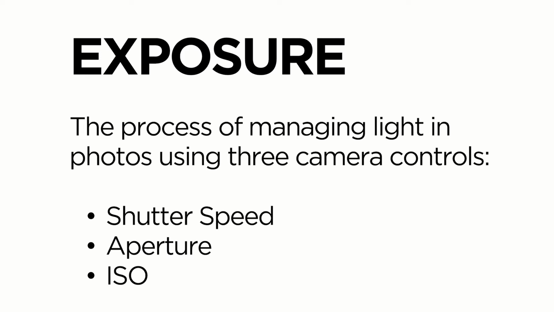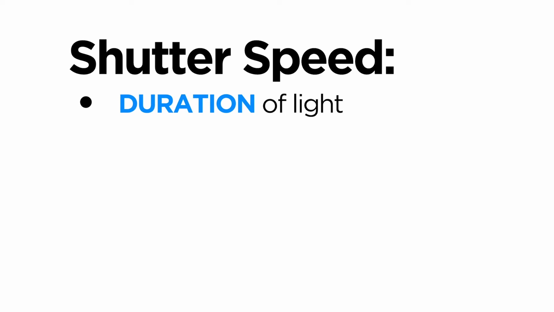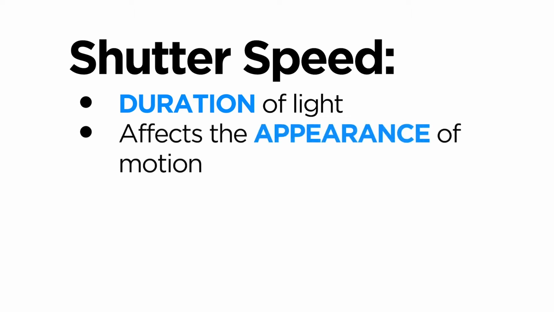As they're doing that, each one also affects another property in your photo. So that's also important to be aware of. So we'll start with shutter speed. And shutter speed is the duration of light. How long after you click the shutter does the light interact with your camera sensor? Usually we're talking about fractions of a second. What changes as you change that duration of light is the appearance of motion in the photo.